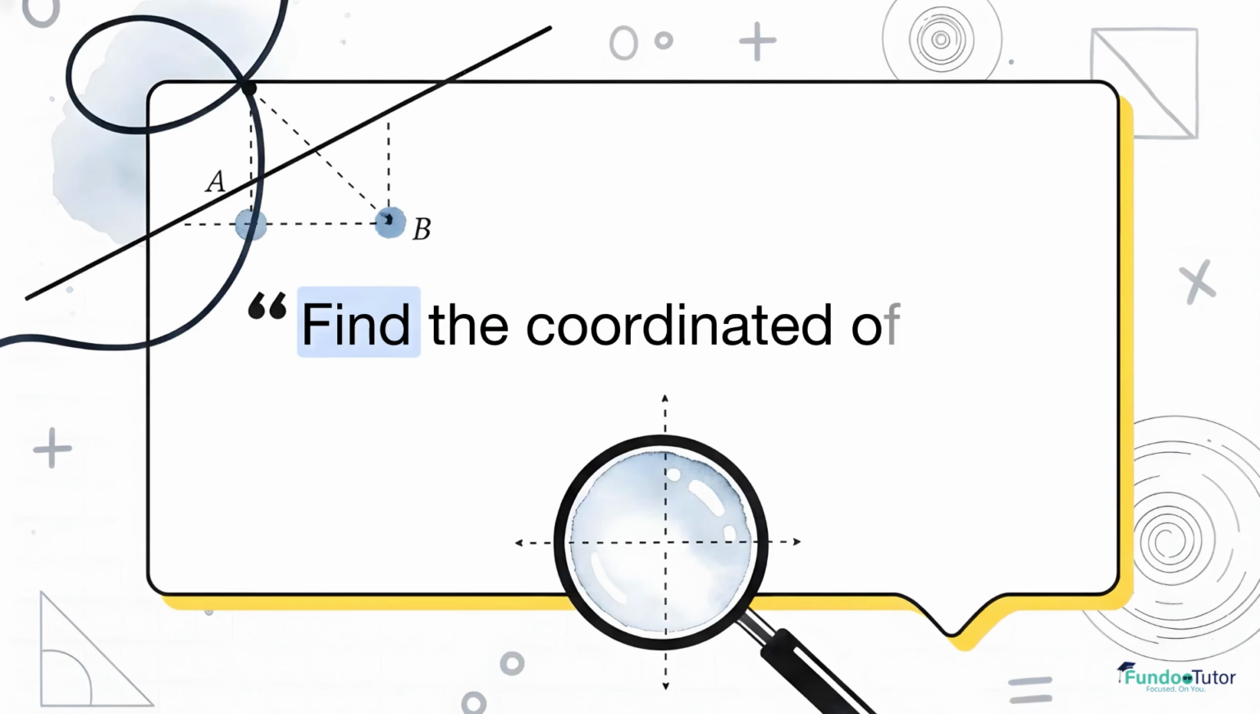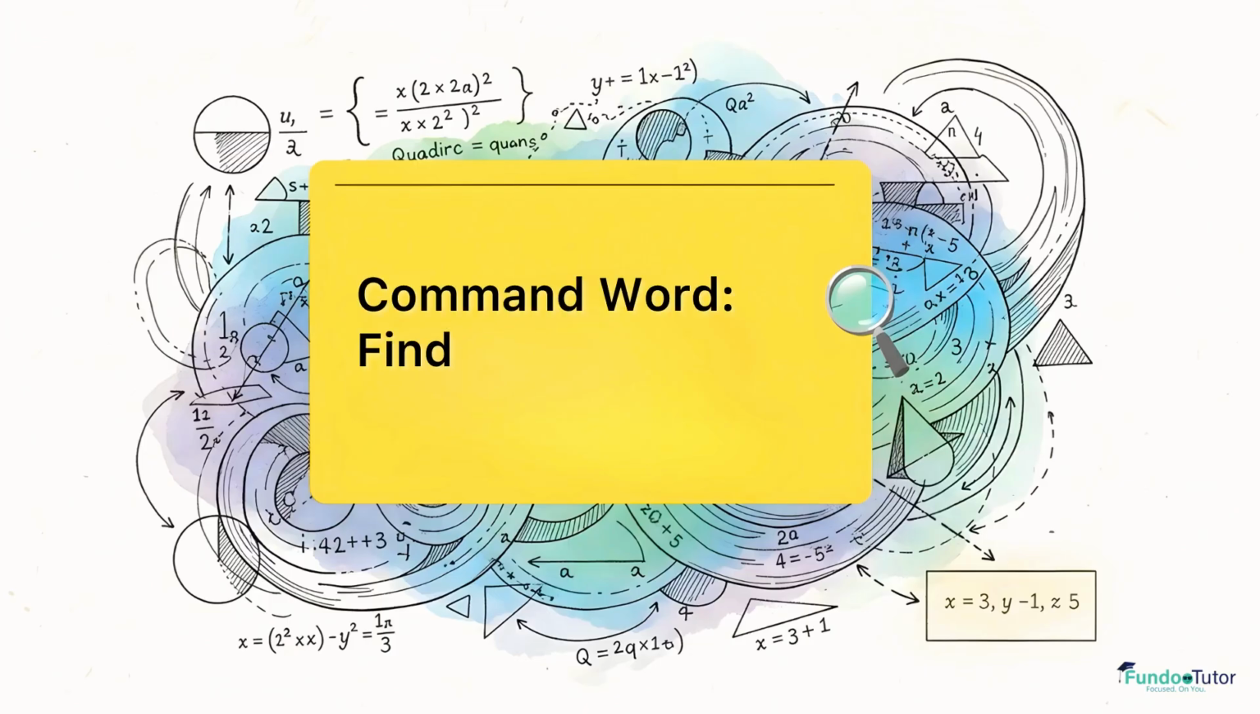And last up, let's look at a really direct one you'll see all the time. The question asks you to find the coordinates of A and B. Pretty straightforward, right? Yeah, when you see the word find, it's a clear call to action. It means you need to figure out the right way to solve it, choose the correct method, and then do the math to get a specific final answer. It's all about calculating to get that one correct result.